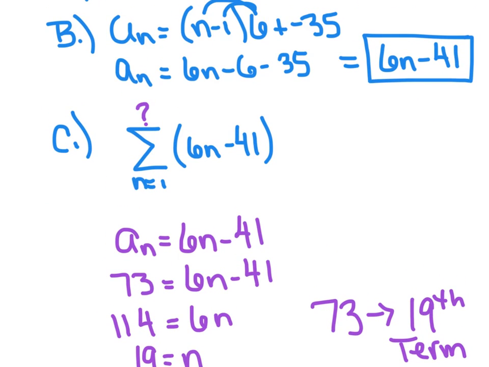So let's go ahead, we'll splash a little 19 up here, and then we'll fire the summation into our calculator. And this time my sum of the first 19 terms was 361.